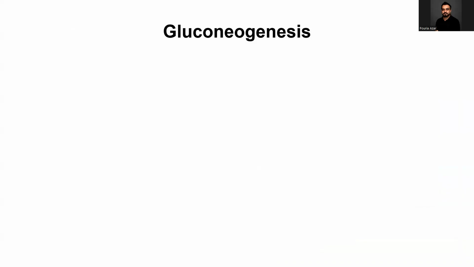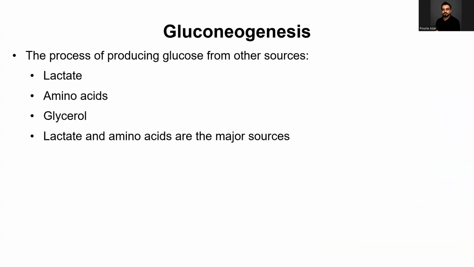Gluconeogenesis is also part of the metabolism of glucose. Gluconeogenesis is a term meaning creating, making new glucose. So gluconeogenesis is the process of producing glucose from other sources. And these are the different sources that the liver, most of the time, uses to produce glucose, including lactate, amino acids, and glycerol. Lactate and amino acids are the major sources to produce glucose.